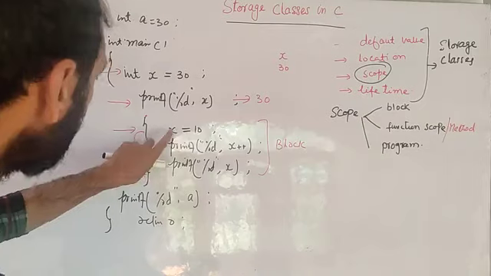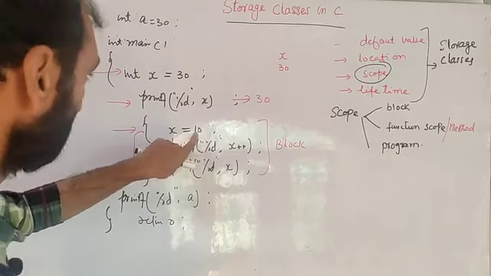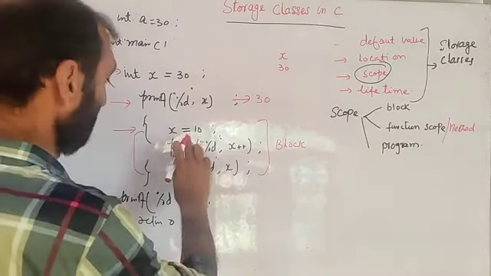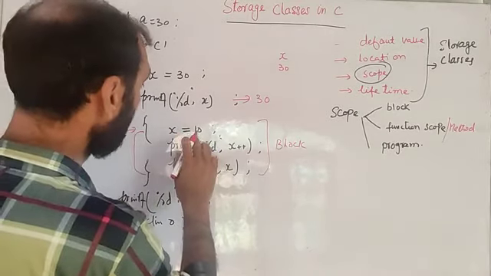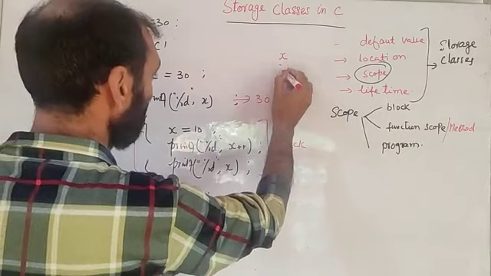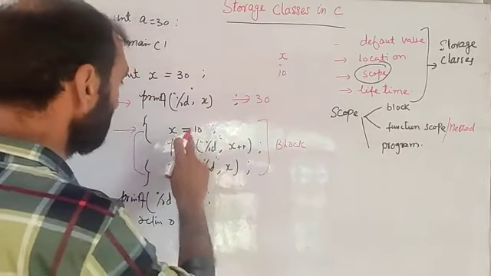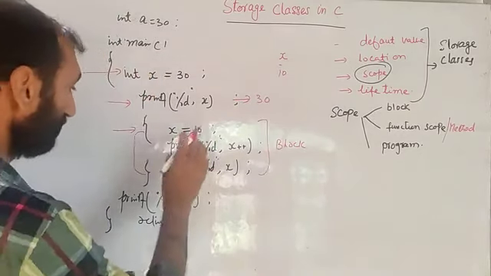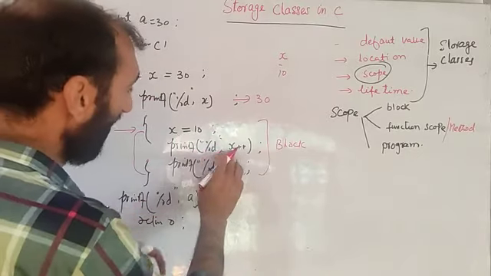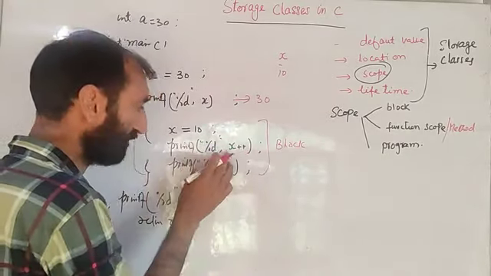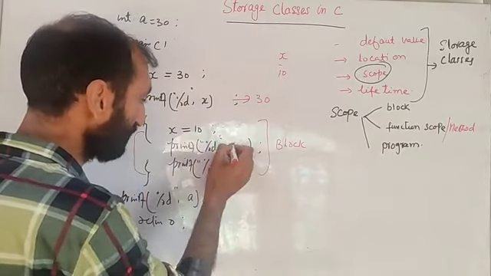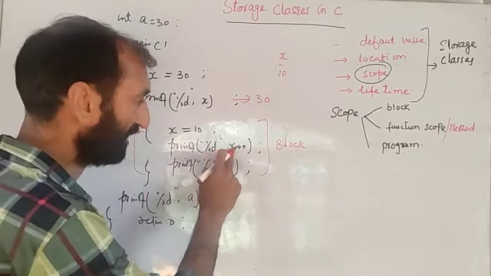And here I have also initialized x with 10. Now x contains 10. Then printf %d, x plus plus. What is x? x is 10. First the value of x will get returned and it will get printed.